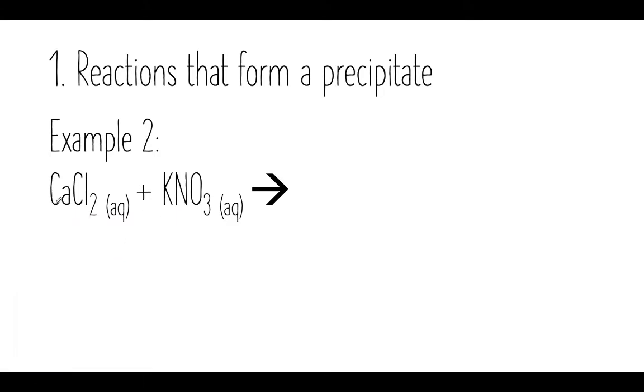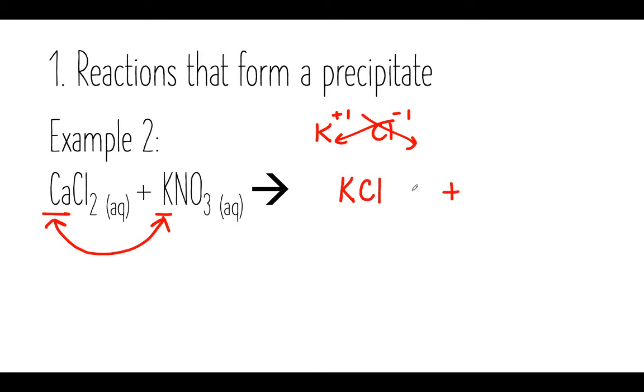which ones are switching. So I like to think that the metals are switching, right? Calcium and potassium are going to switch places. So now the potassium and the chloride are going to be together. So K has a charge of +1, Cl has a charge of -1. When I crisscross these, I'm going to get KCl plus I have Ca going to be linked with the NO3.